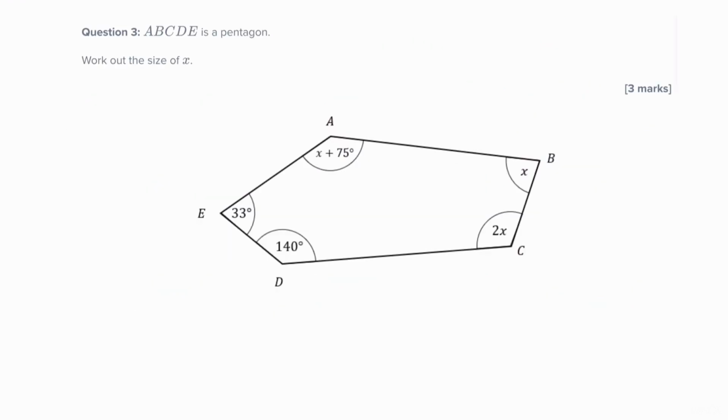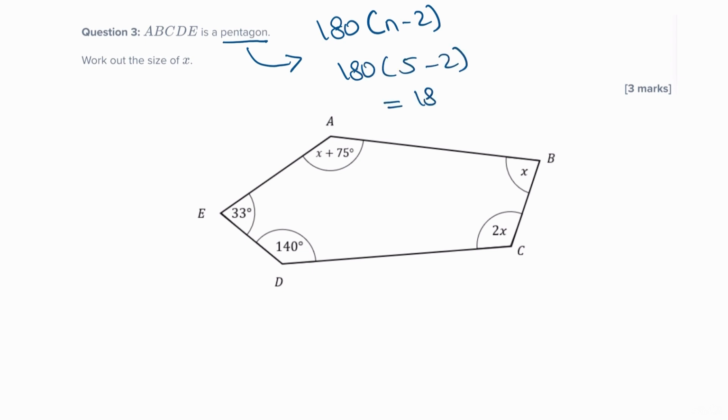And now moving on to question number 3. ABCDE is a pentagon. Work out the size of X. Okay, so the first thing we have to do is know what is the total of the angles within a pentagon. So the formula we have to use is 180(n minus 2). And now let's substitute the numbers in. So we write 180(5 minus 2), which equals 180 times 3, which equals 540 degrees.